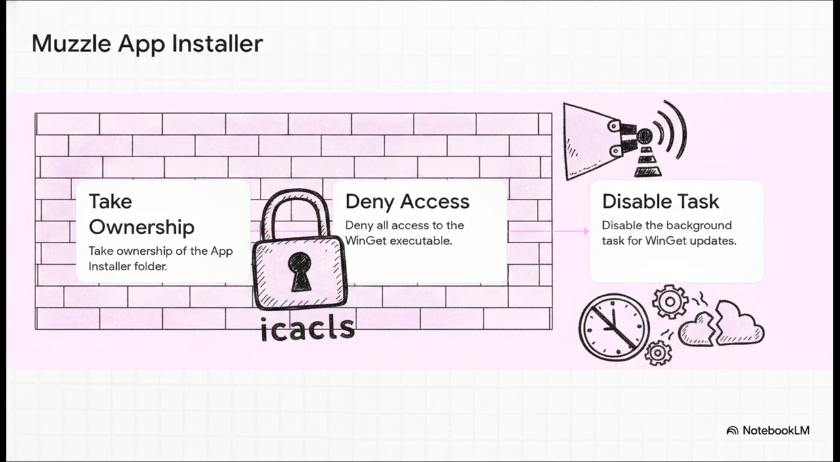Now, what about unbreakable system apps, like the App Installer or Winget? Standard uninstall commands will fail because they hit a hard-coded guardrail. For those, we use the muzzle strategy. We take ownership of the folder and use icacls to strip away all read and execute permissions. We essentially brick the process. If it can't execute, it can't call home to report your software installations.